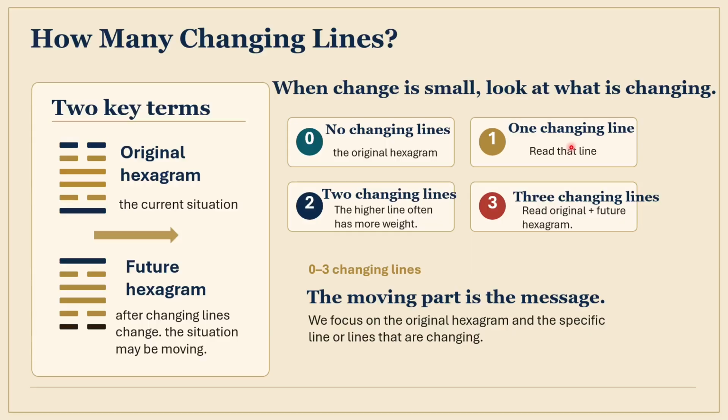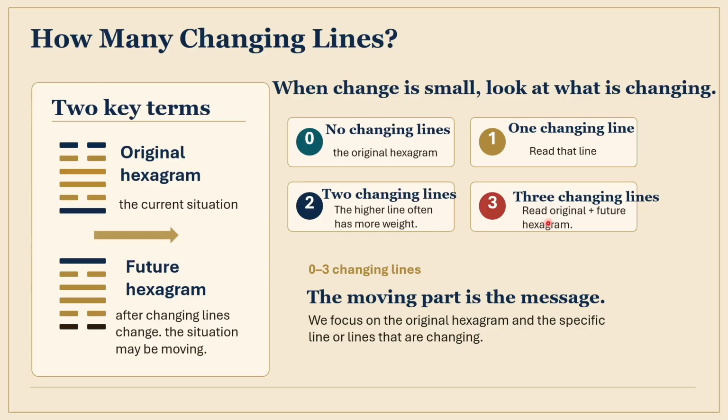If there is 1 changing line, we mainly read that 1-line statement in the original hexagram. That line is the key point of the whole reading. If there are 2 changing lines, we read both the changing line statements in the original hexagram, but traditionally the higher line is often given more weight because it represents a later stage in the development of the situation.